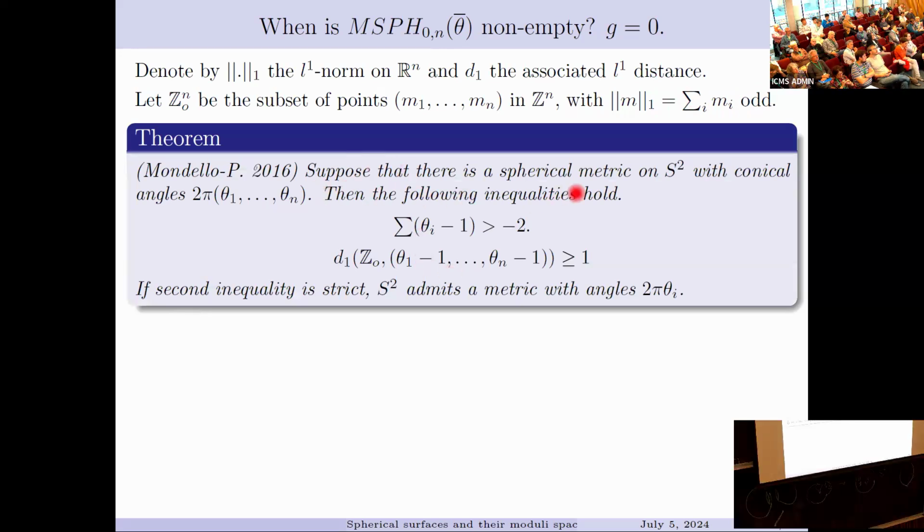If you have a spherical metric with conical angles like this, then two inequalities hold, and more or less you have the converse. What we proved is that in case you have strict inequality here, then you always have a metric. The case when you have equality is more tricky, and it was settled by Alec. Anyway, it's a bit hard to visualize this, but here's the picture.